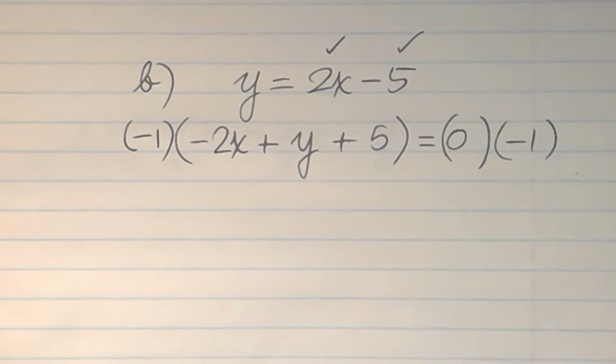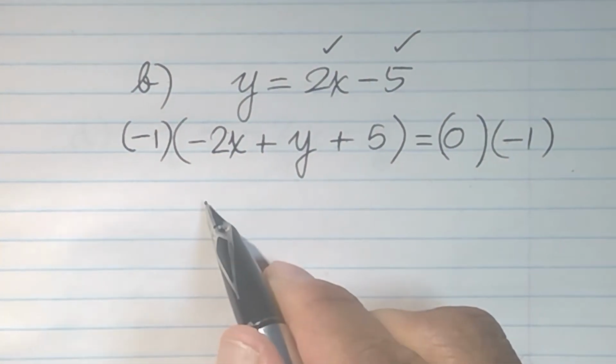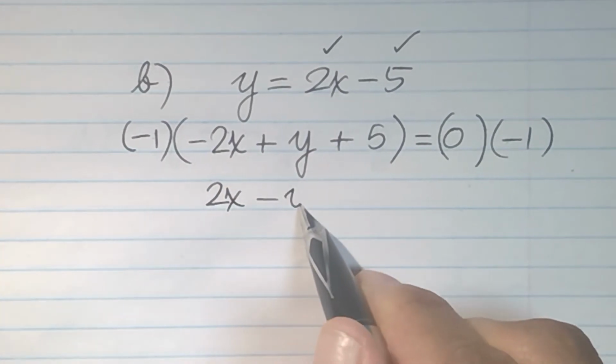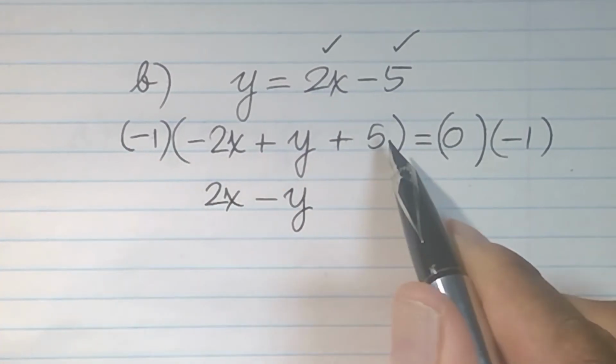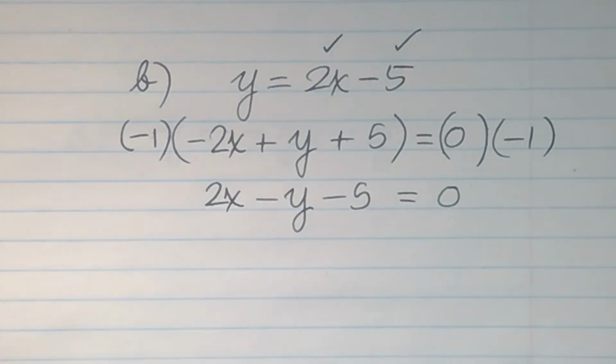And this can help you, if you put this step in, it helps you remember to change all the signs. Negative times negative 2, positive 2x. Negative 1 times positive y is negative y. Negative 1 times 5 is negative 5 equals 0.